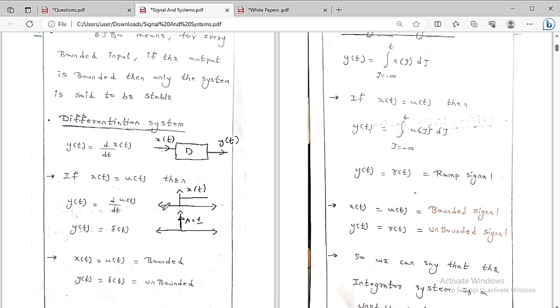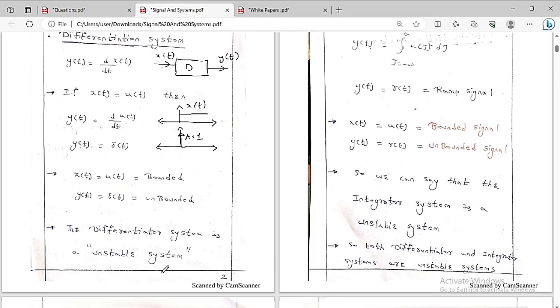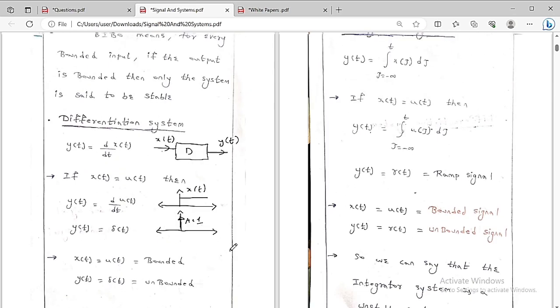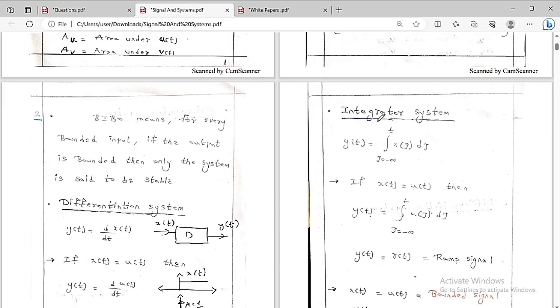The given system is said to be unstable because even though the input is bounded, the output we get is unbounded. So x of t equal to u of t is a bounded signal, and y of t equal to delta of t is an unbounded signal. Therefore the differentiator system is an unstable system. Similarly, now let's go for the integrator system.